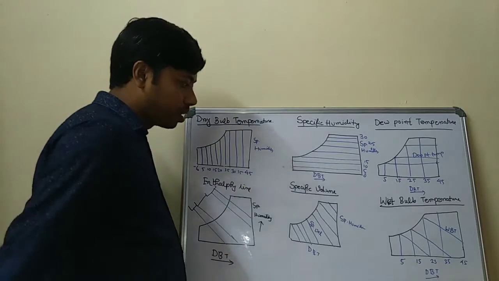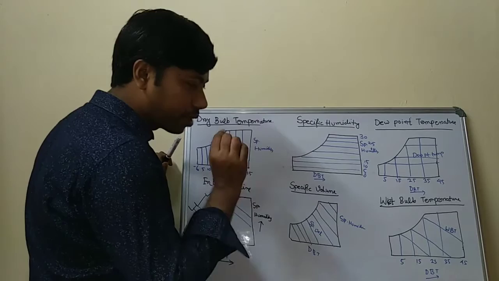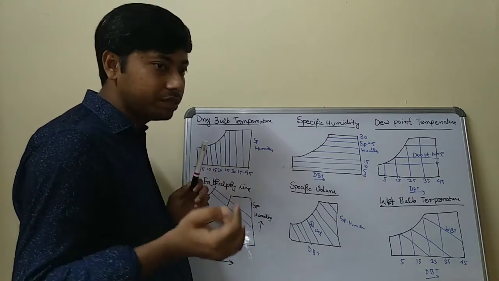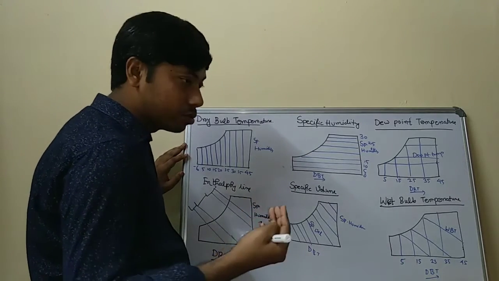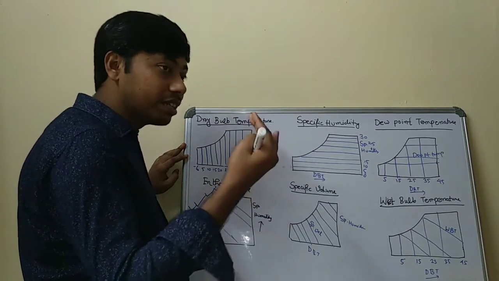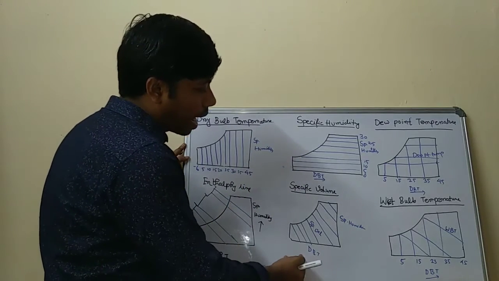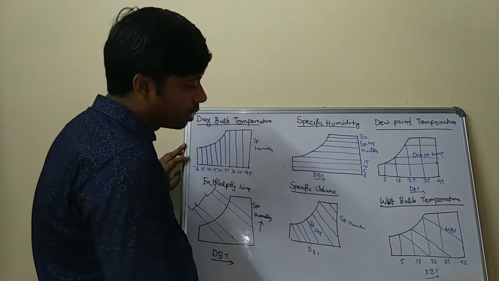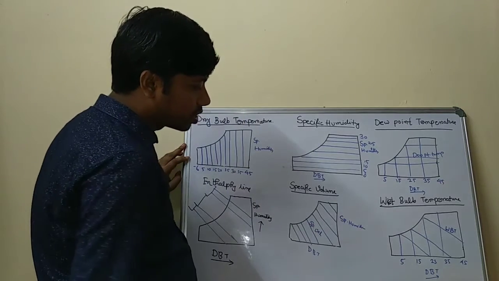Now specific volume. Besides the dry bulb temperature, there are lots of other lines, but you have to identify only the specific volume, which is indicated in meter cube per kg of dry air. As you know, the volume unit is meter cube, and since it is specific, it is meter cube per kg. This is your dry bulb temperature on the x-axis and this is the specific humidity line on the y-axis. Now if you draw this inclined line, that line indicates your specific volume.